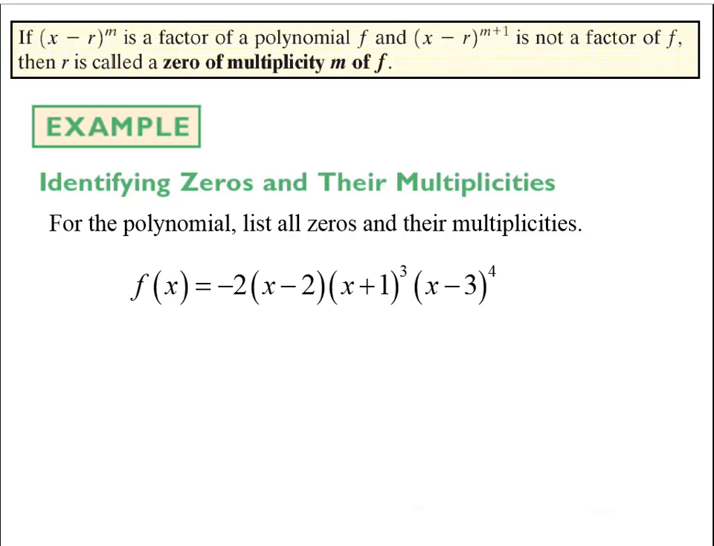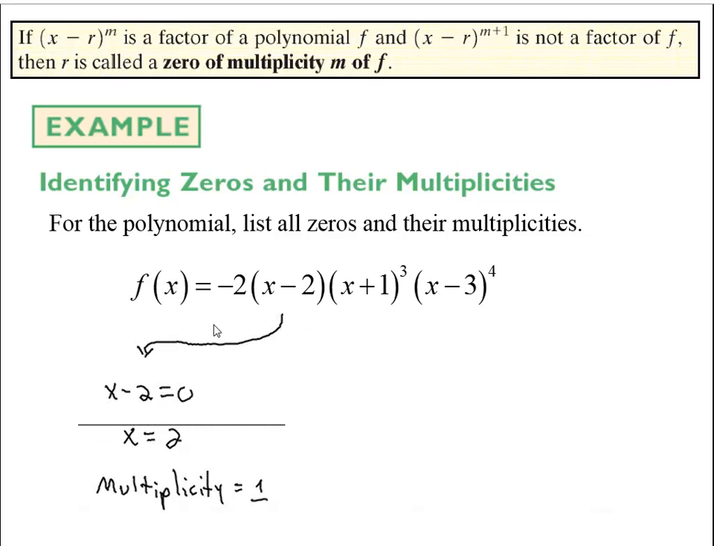So for example, for this polynomial function, x equals 2 comes out as a 0. So if I look at this first factor, x minus 2 equal to 0, x equals 2 is one of the zeros. And then the exponent on that factor is a 1. So we're going to say it has multiplicity of 1. Then the next 0 we would get is negative 1. So if I set x plus 1 equal to 0, I get x equals negative 1. And we're going to say that the multiplicity of that 0 is 3. Because again, it appears 3 times as a factor. And in this last factor, again, we're going to get the 0 of x equals 3, and we're going to say that has a multiplicity of 4.